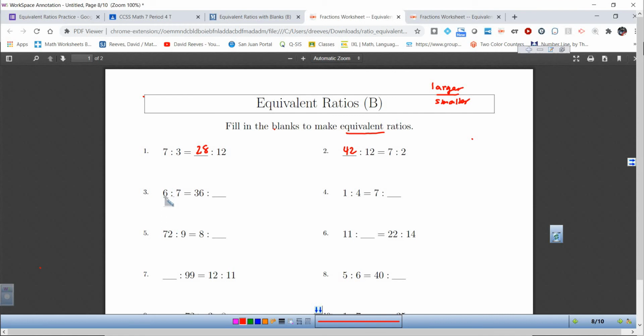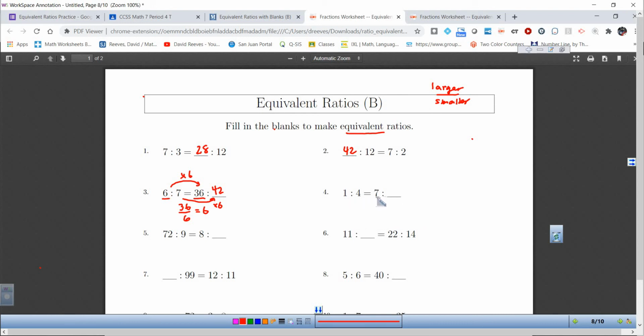Same thing on this next one. Take a look at the two that we know. We know 36 and we know 6. So I'm going to take 36 and divide it by 6, and what do I get? I get 6. That tells me that 36 is 6 times as big, right? So what does that mean? If the first number is 6 times as big, then the second number needs to be 6 times as big. And what do we get? 7 times 6 is still 42.